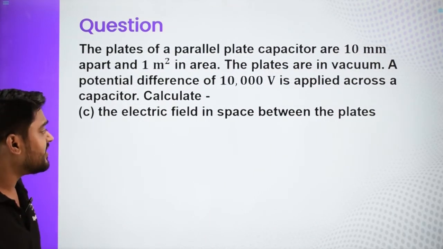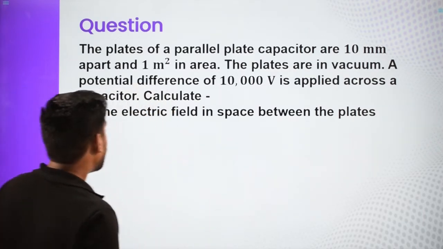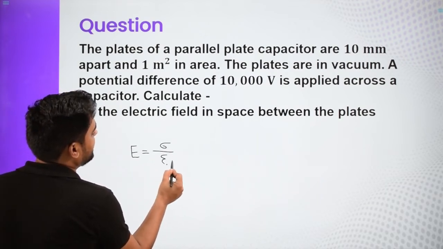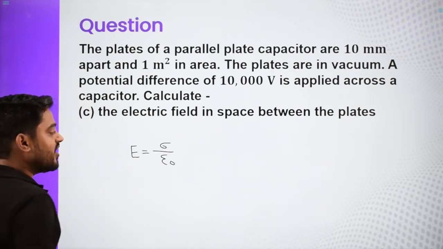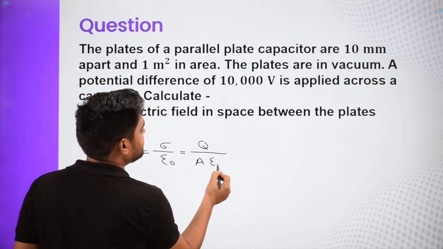Now, the next question is asking for the electric field in the space between the plates. So how do we write the electric field in between the plates? It's sigma by epsilon naught. But sigma is not given, so I have to use Q divided by A, and epsilon naught is still there.